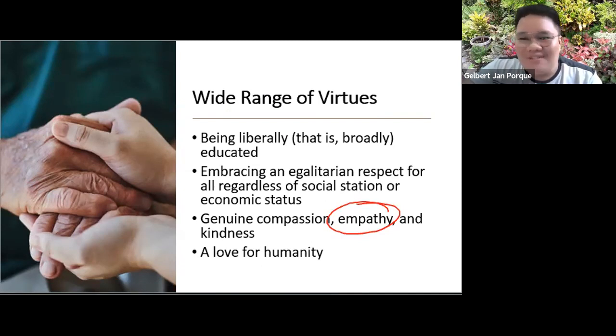Let's fight. Okay, so that's not therapeutic. It does not actually. And then the last thing their class is the love for humanity. Okay, take note of the term love for humanity.